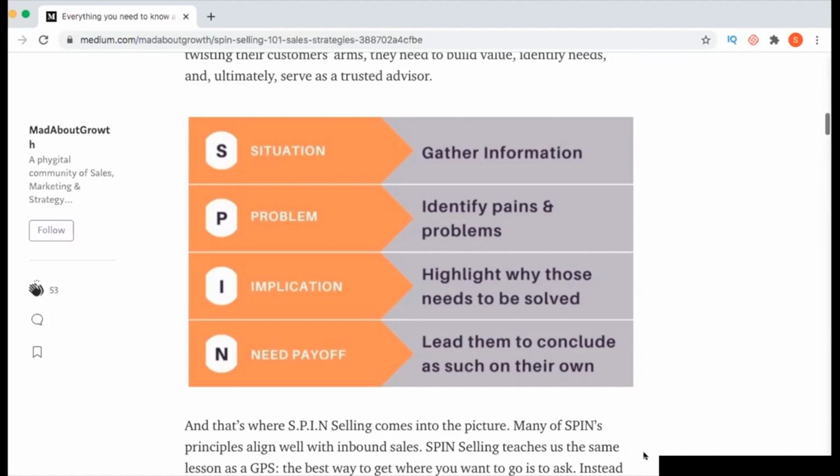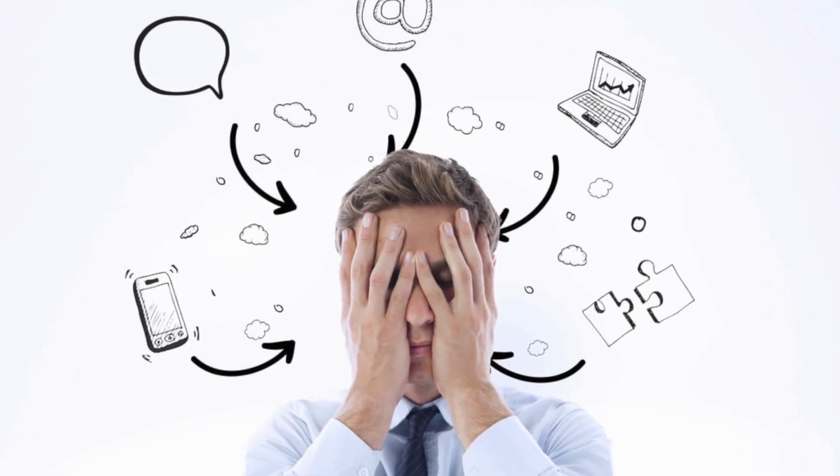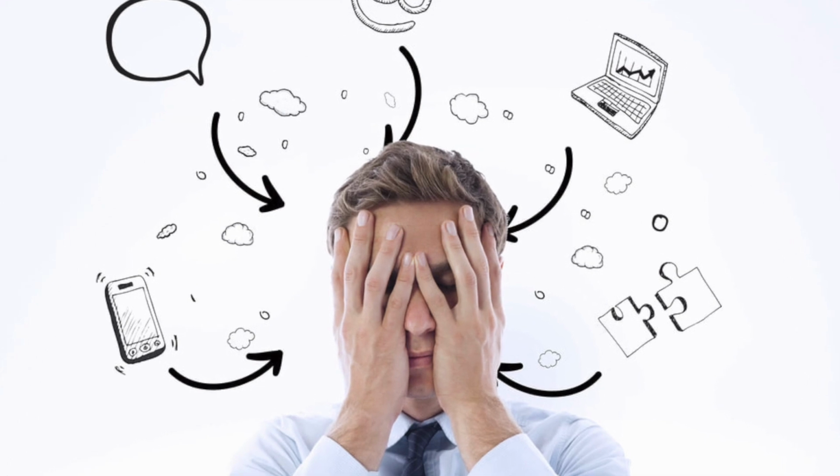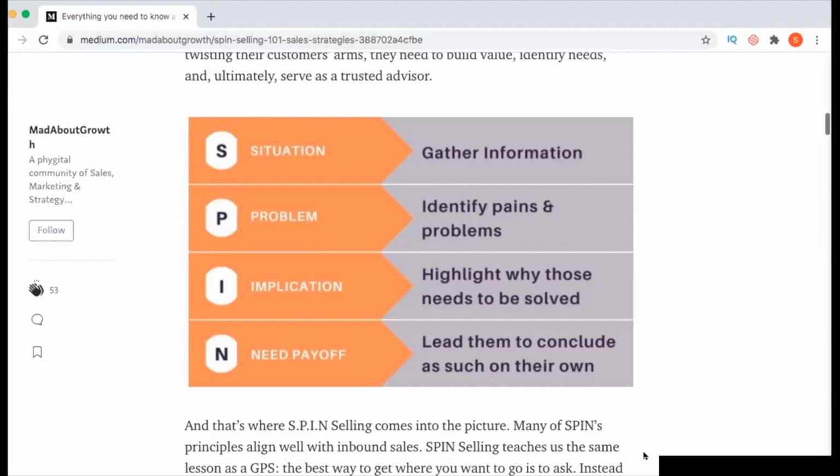Then we go deep dive into the problem, which is the second step, which is to identify the pain points of the customer and the people, whoever it may be, and understand what problems and pains they are facing. And if we move on to the next one, what is the implication of that?